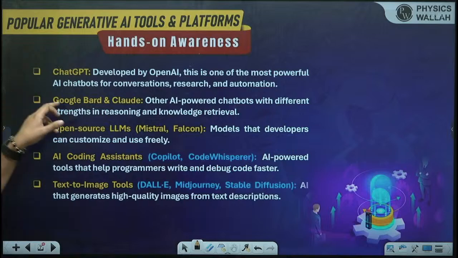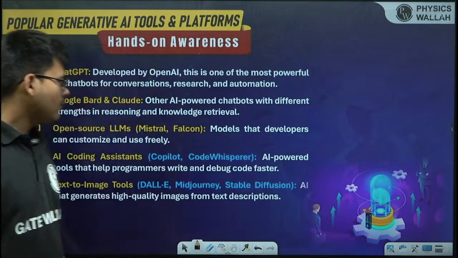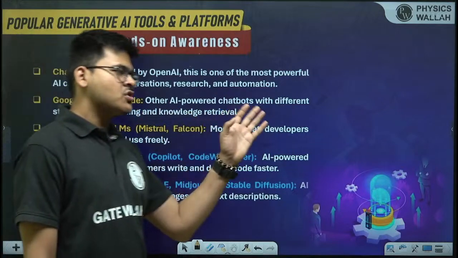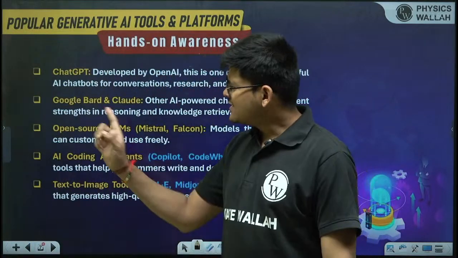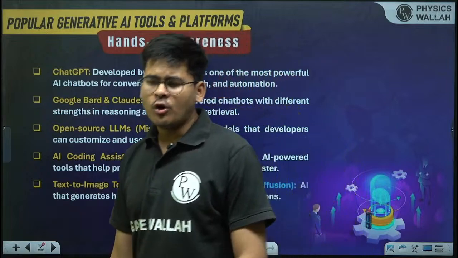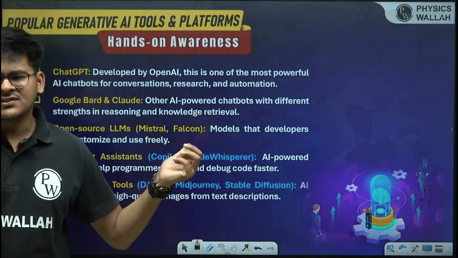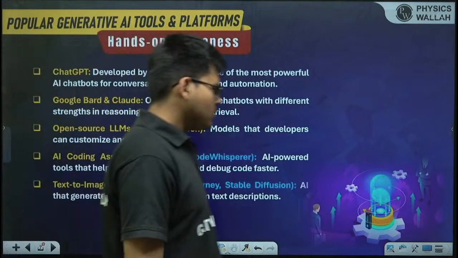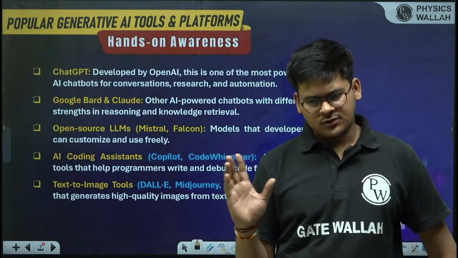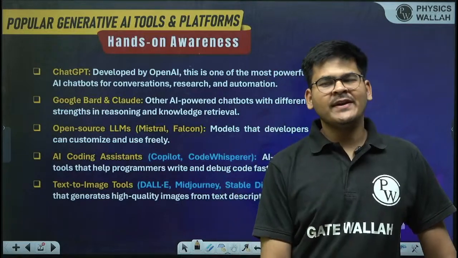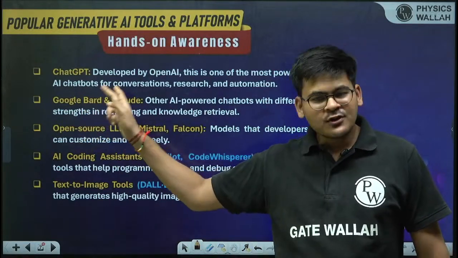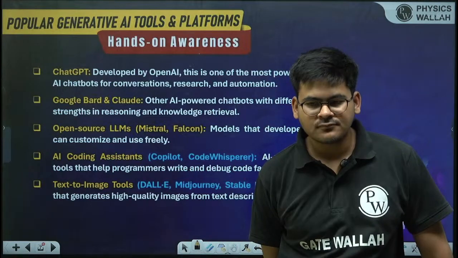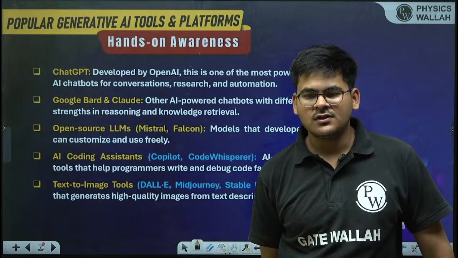So second is Google Bard and Claude. Other AI powered chatbots with different strengths in reasoning and knowledge retrieval. Okay, now can someone tell me, there is something wrong here? I have written something wrong in this second point. Can someone notice it? The one who points it out is the one who is actually paying attention. So can someone tell me what is wrong in the second line?